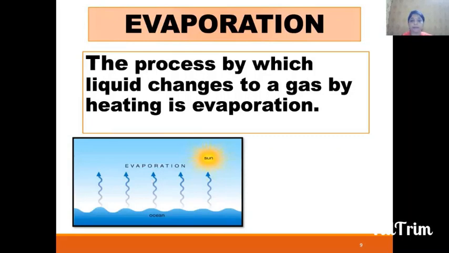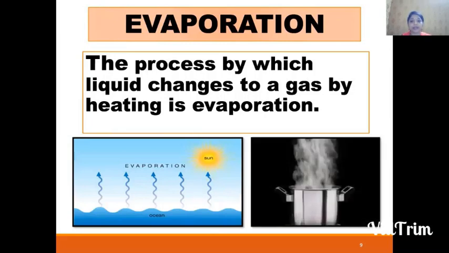Okay. Now, one more example of evaporation. When you boil water, you can see the steam. What happens here? Due to heat, the water changes into what? It changes into gaseous form. What is a gaseous form? It can be water vapor. It can be steam also, right? So, what is evaporation? The process by which liquid changes to a gas by heating is evaporation.